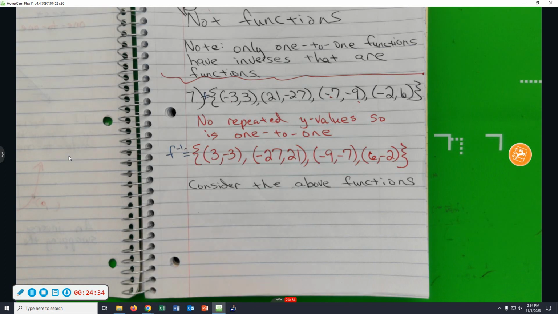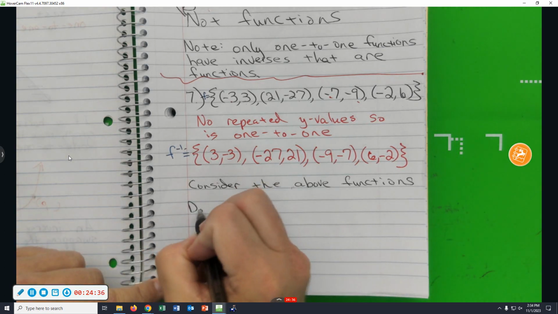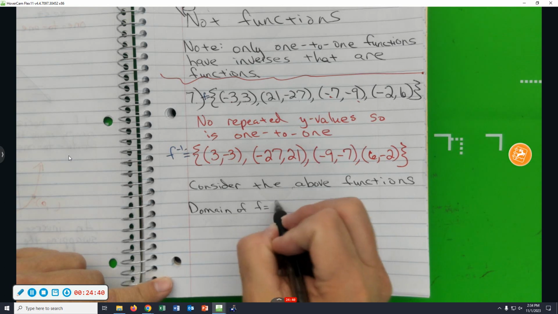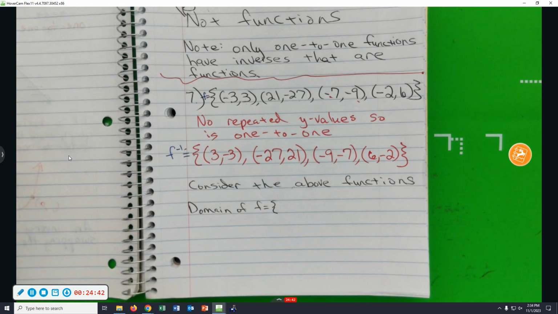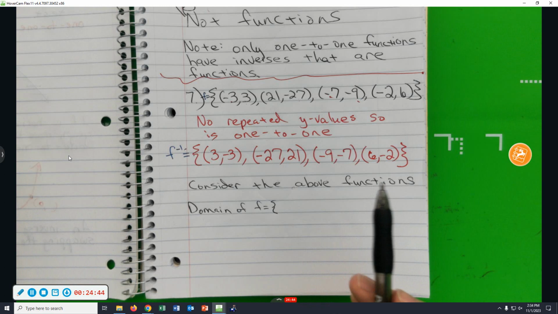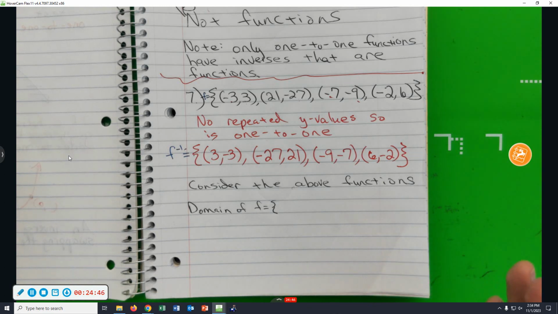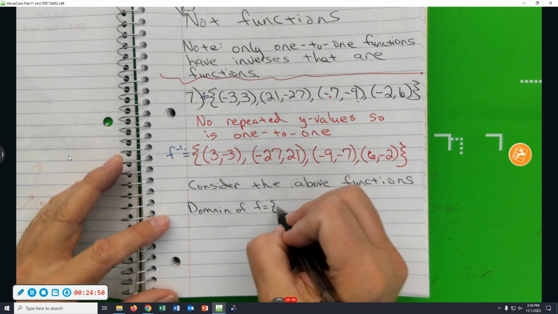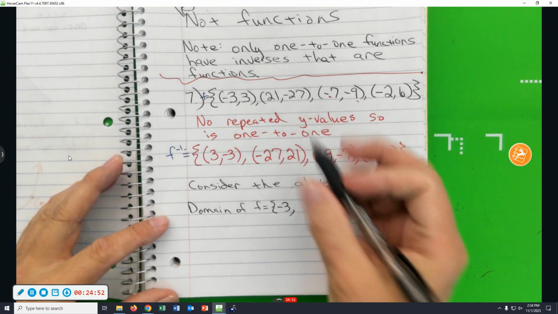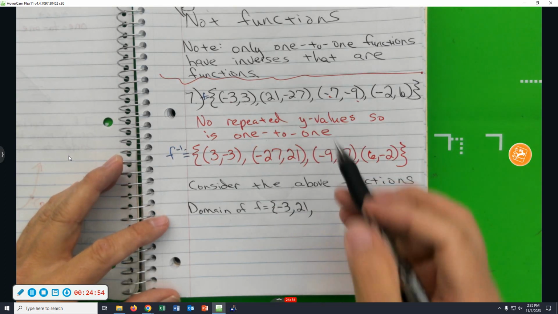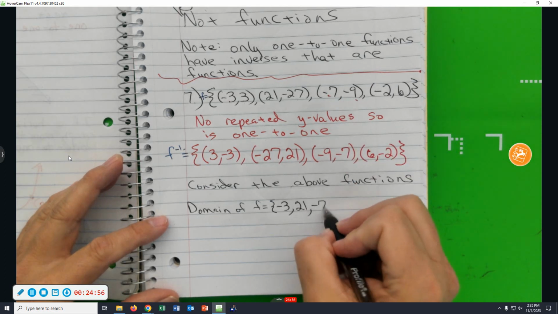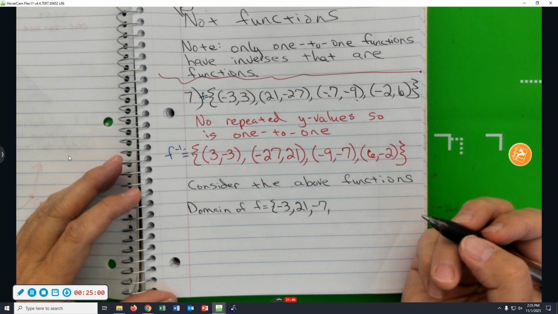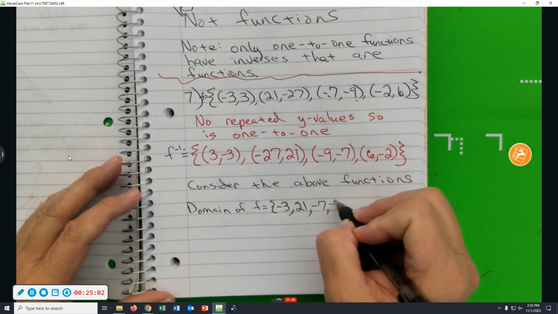First thing I want to do, I want to know the domain of F. I want to write out the domain of F. Which numbers are in the domain of F? The domain is what? The x values or the y values? The x, so -3, 21, -7. And there's another number in the domain. What is it? -2. I agree.